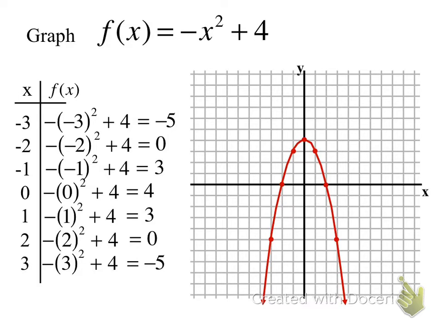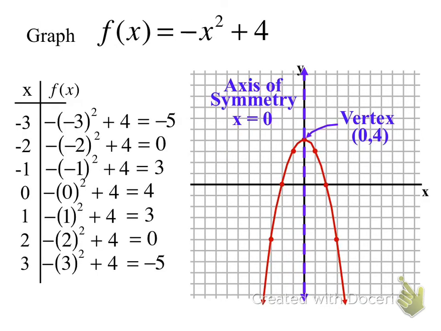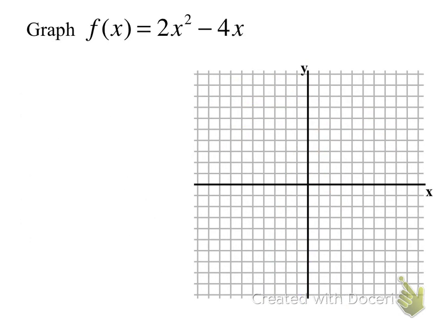Are you guys with me? What's my vertex first? Olivia, vertex. Your vertex is 0, 4. And what would be my axis of symmetry? How about Camille? X equals 0. Correct. AOS, X equals 0. Questions? All right.